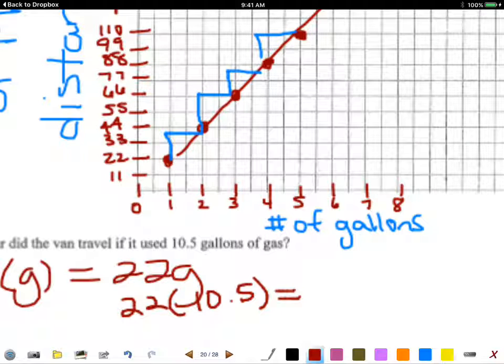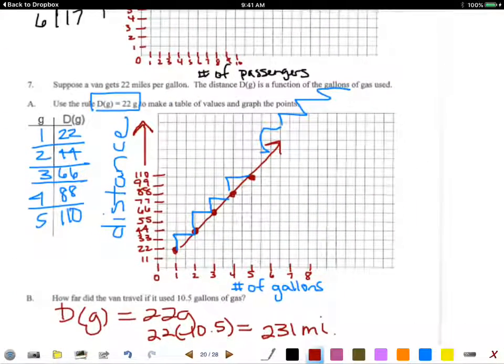Brock, 231. Do we agree? Yes. 231, what are we? 231 miles? Yeah. Okay, very good. Very good. Is that not what we got?